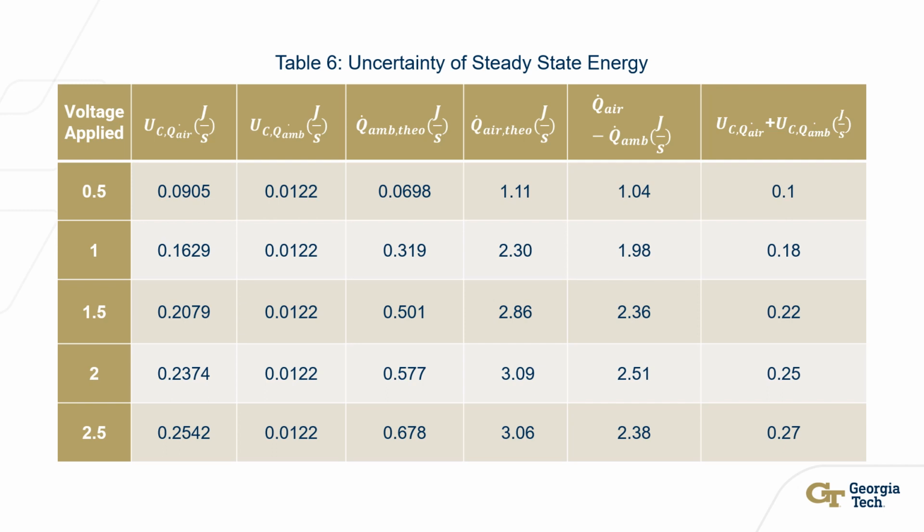The difference in the energy transferred to the cold air and the energy entering the system from the environment is much higher than those two uncertainties added together, and that is because the energy leaving the load cannot be assumed to be zero. The temperature of the load changes over time and causes Q dot air and Q dot ambient to not be equal to each other.